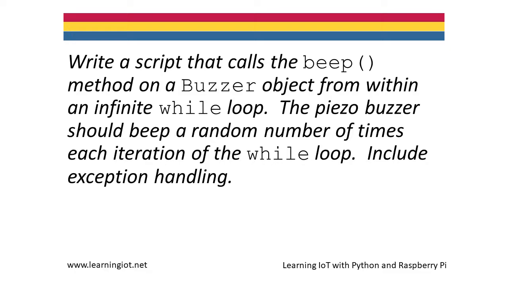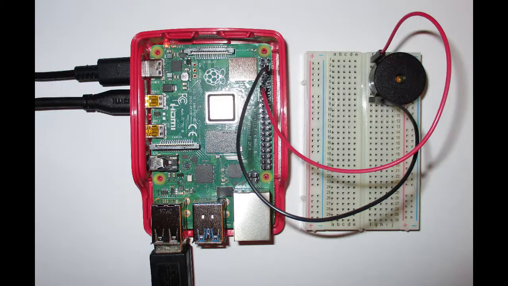We'll write a script that calls the beep method on a buzzer object from within an infinite while loop. The piezo buzzer should beep a random number of times each iteration of the while loop, and will also include exception handling. We plug the piezo buzzer into sockets J1 and J8 such that the positive lead is plugged into J1. We'll plug the male end of the red jumper wire into socket F1 and the female end onto GPIO 17, and the male end of the black jumper wire into socket F8, and the female end onto one of the ground pins.